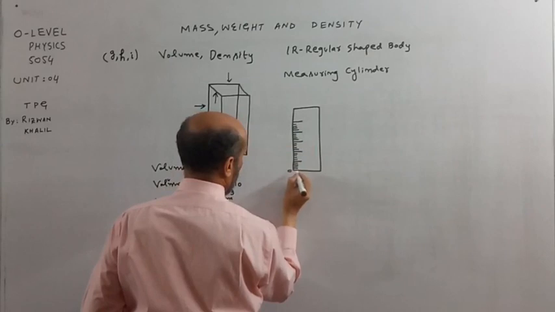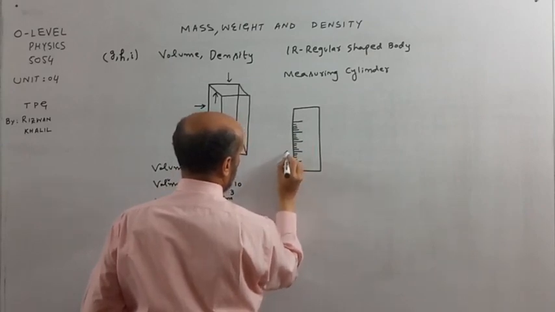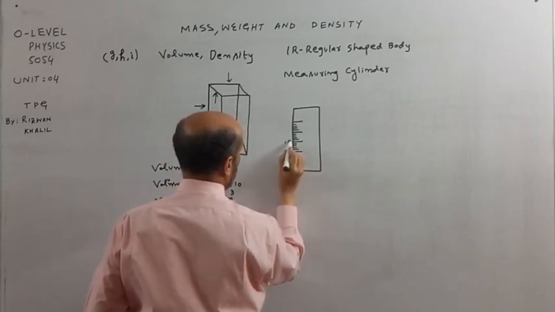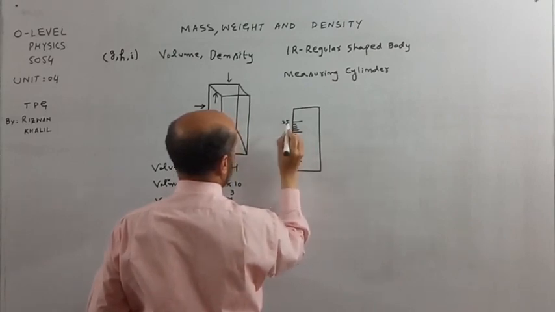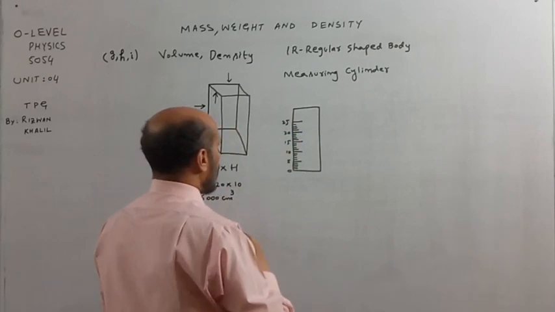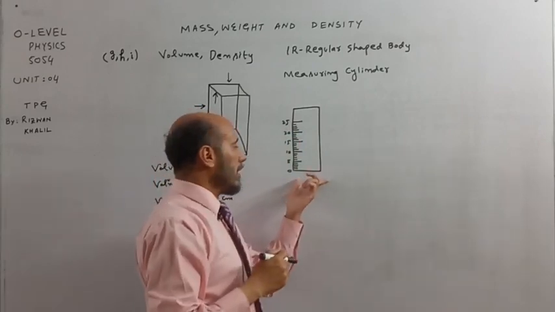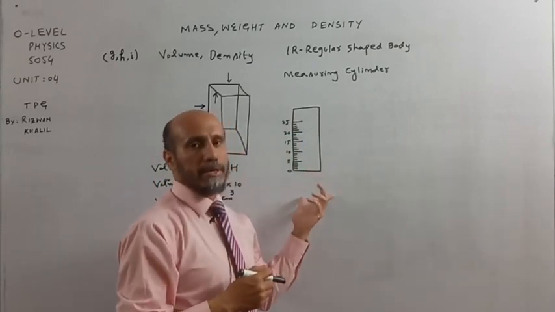Starting from 0, 5, 10, 15, 20, 25. Initially there was no water in the measuring cylinder.